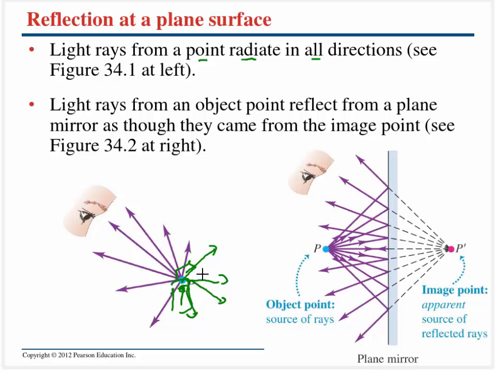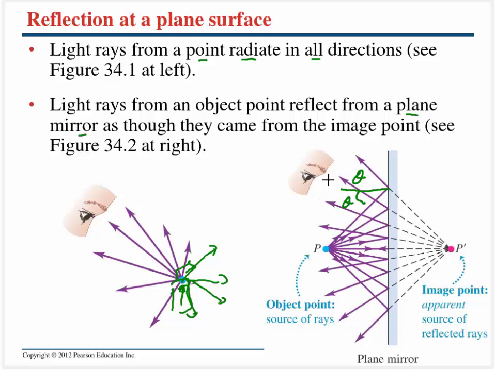Now what's going to happen when they approach a plane mirror is they're going to essentially be reflected. And the law of reflection says you can draw your angle right here, and that angle right there is going to be the same. So theta in is going to be equal to theta out.